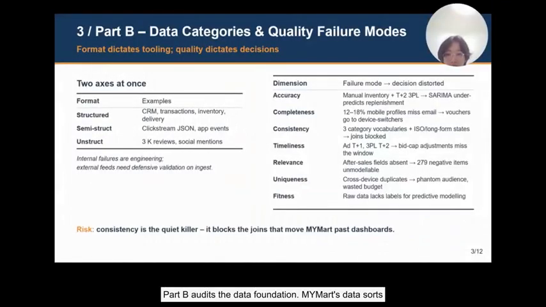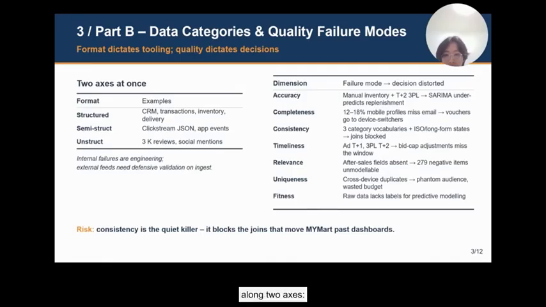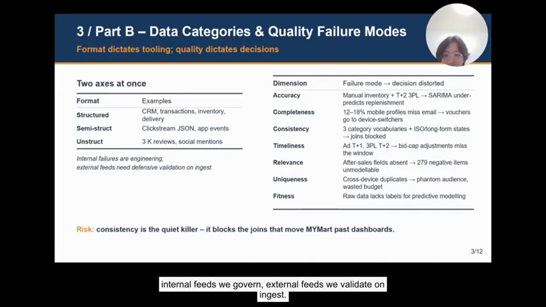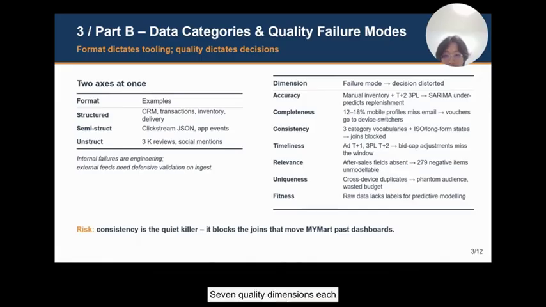Hobby owns the data foundation. MyMart data sources alone exist in different formats, linking structured transactions, semi-structured clickstream, and unstructured reviews, each with dedicated ownership. Internal feeds we govern, external feeds we validate on ingest, and different quality dimensions each drive a specific decision.